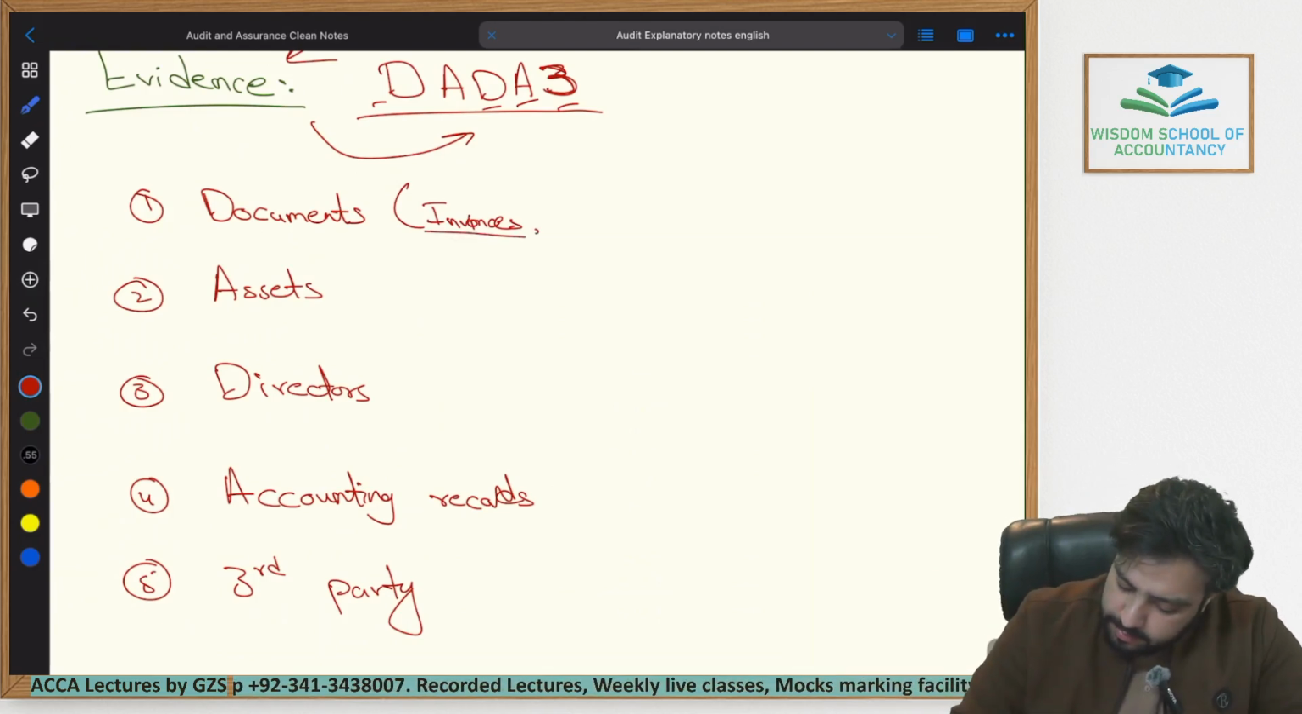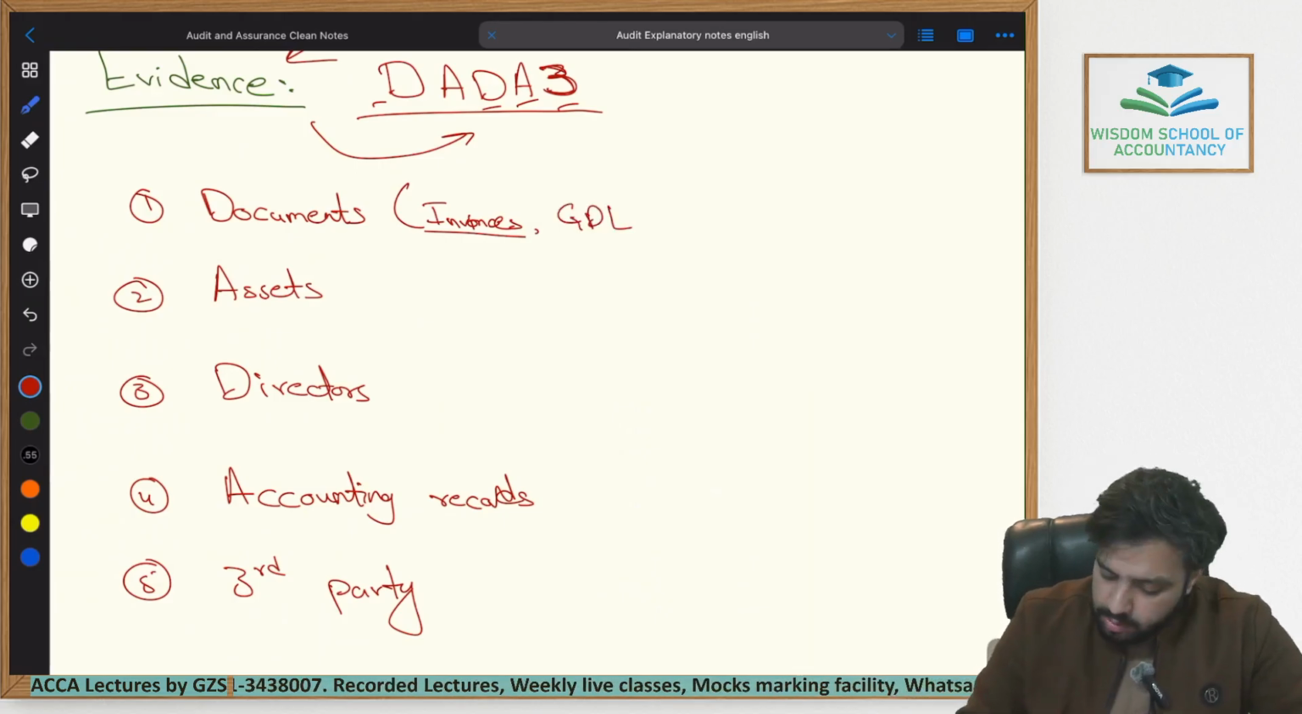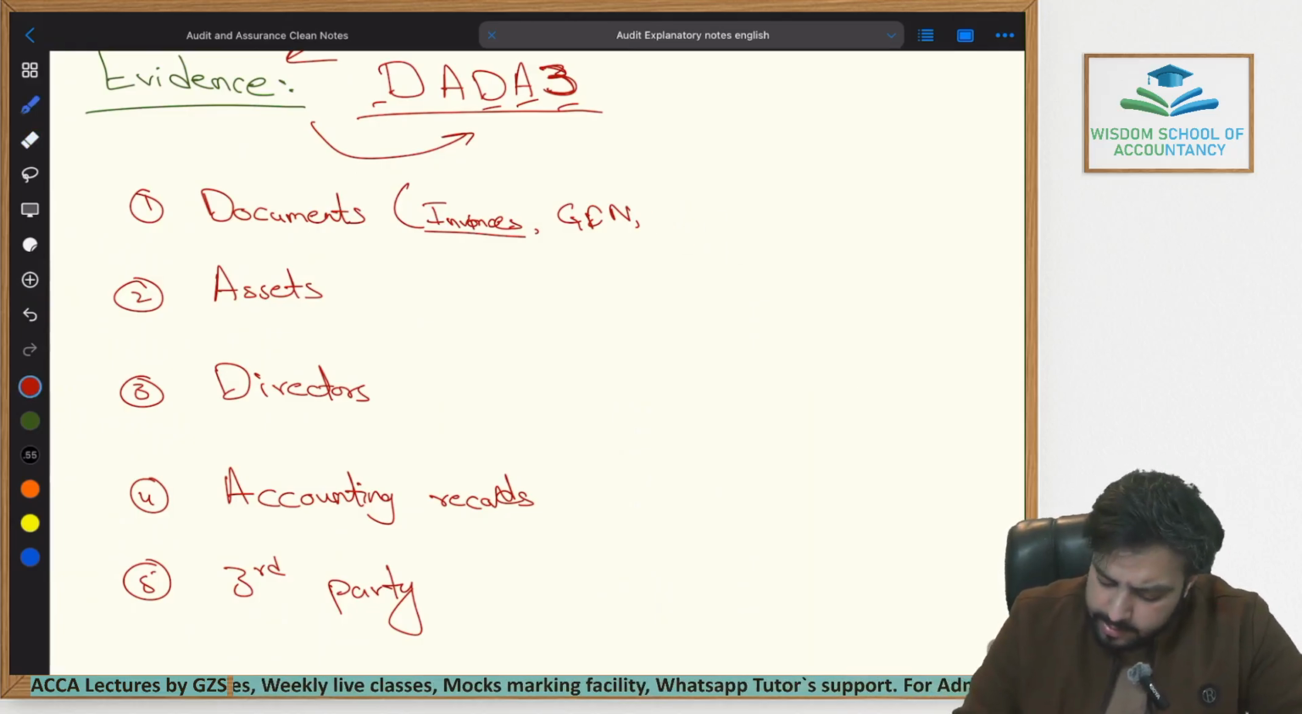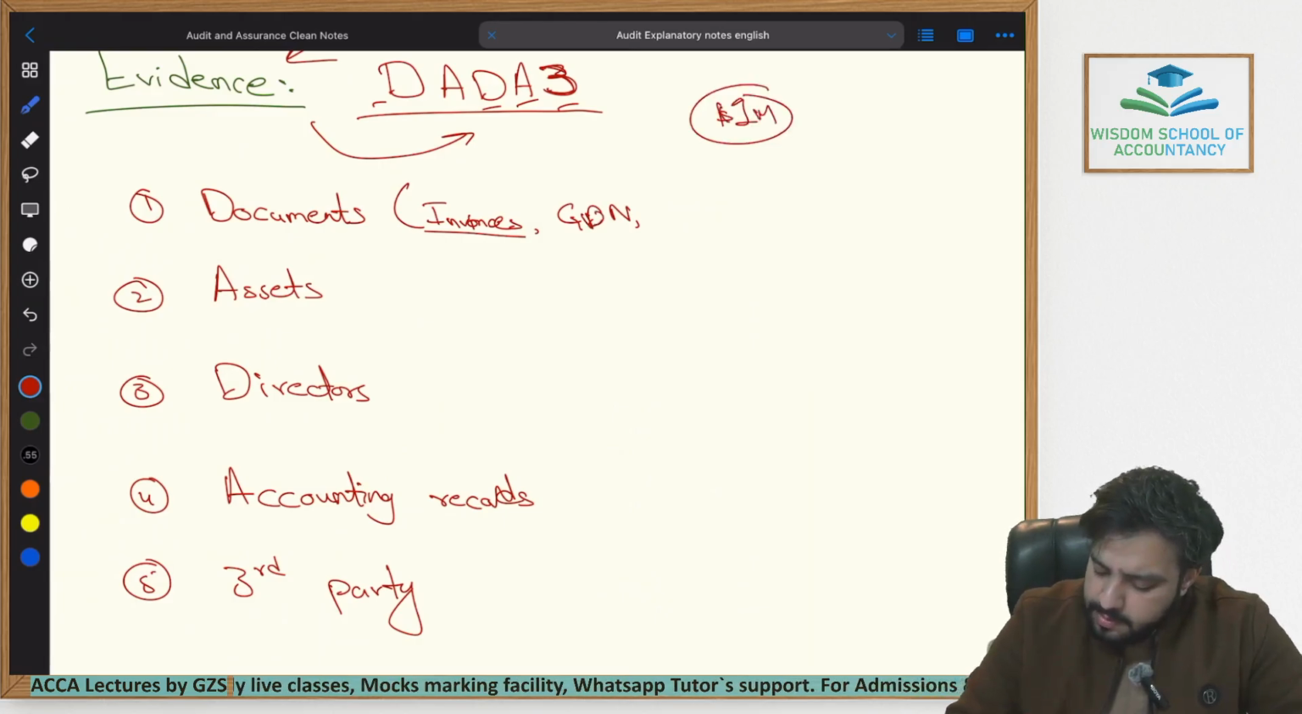The second one can be good delivery notes, GDNs, also known as delivery challans, delivery notes. Or better yet, just remember them by good delivery notes. Whenever, let's say, the customer company says that I have recorded $1 million of revenue, this means they have sold something worth millions of dollars.